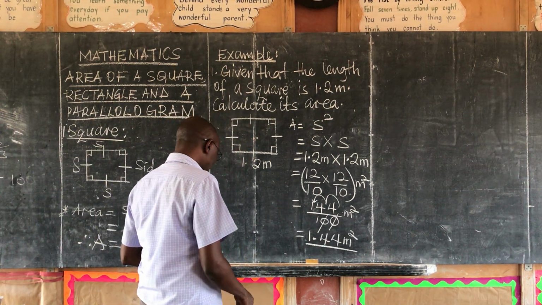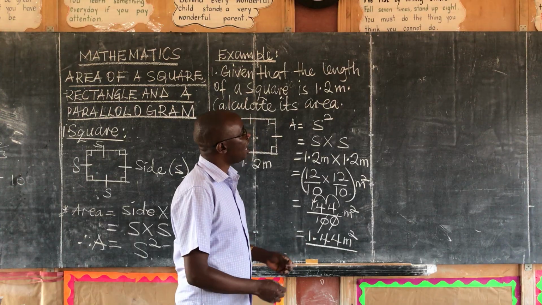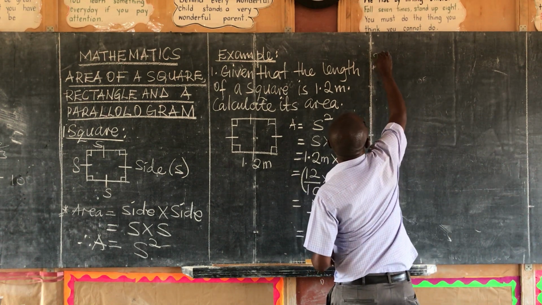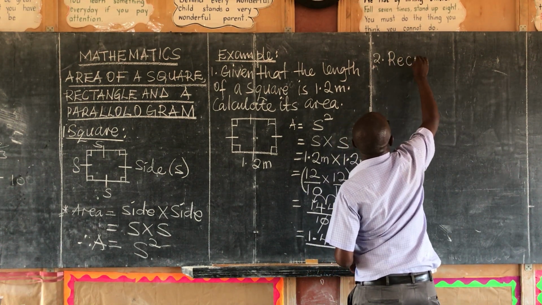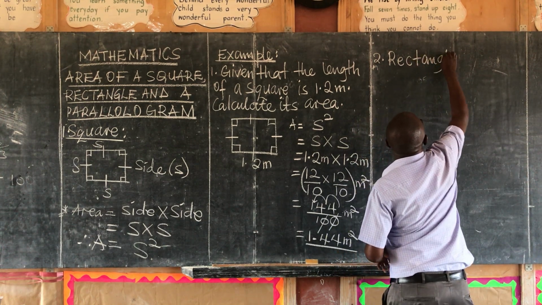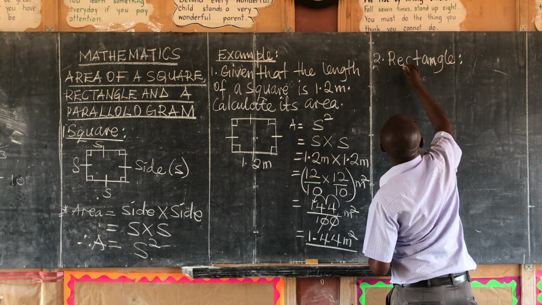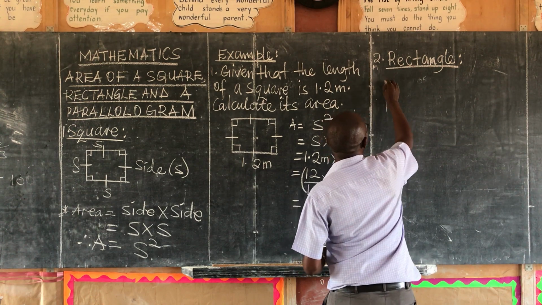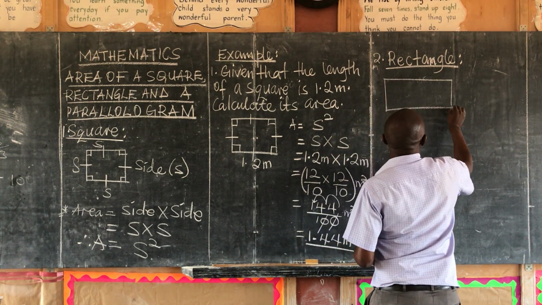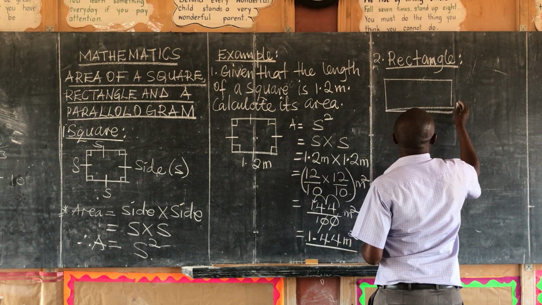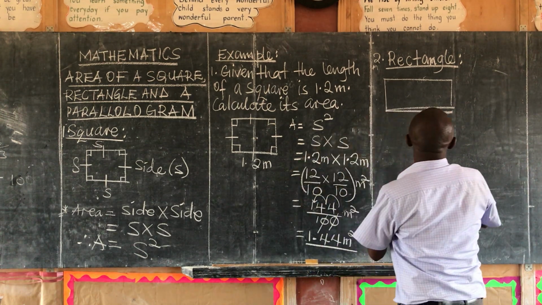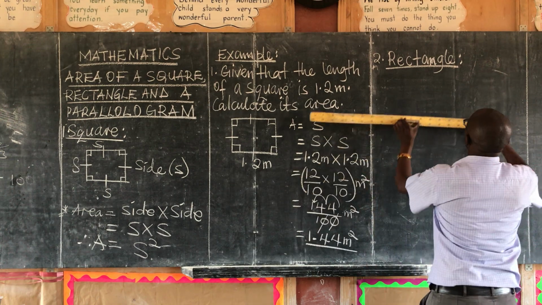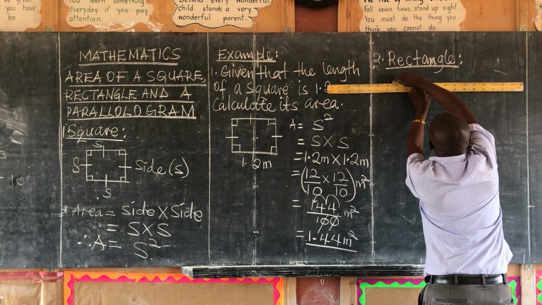So now I will take you straight to the rectangle. So now we have gone to number 2, which is the rectangle. How does a rectangle look like? Remember we looked at the rectangle and we said that for a rectangle, two of its opposite sides are equal.